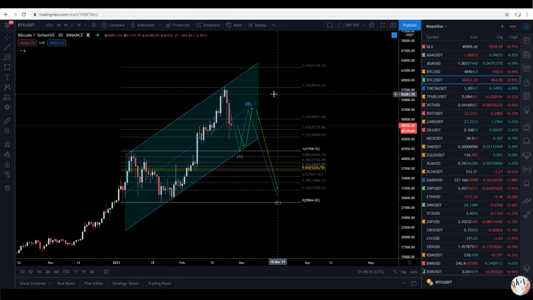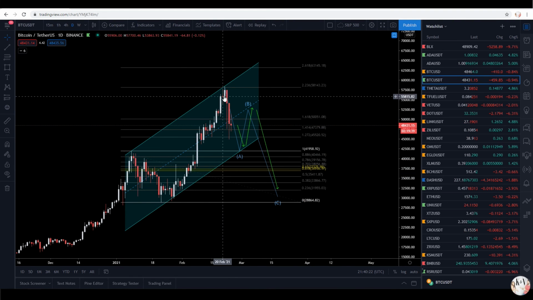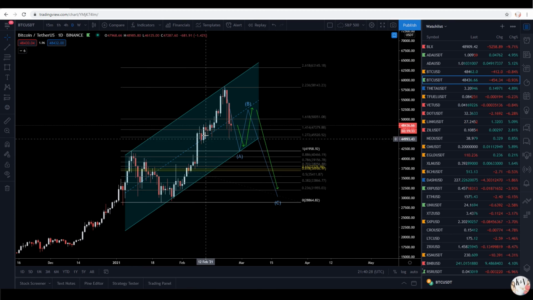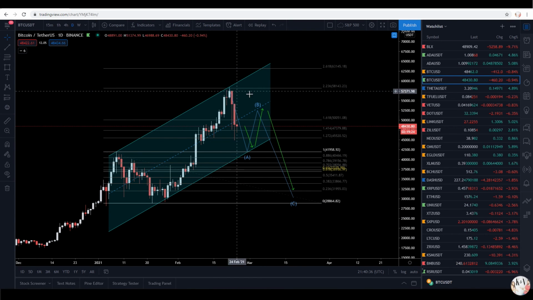Where we went, 2.236. Again, we've never been in these areas, but just from this, we know that a lot of people will be looking at these areas and probably will be taking profits at very meaningful areas like this, especially after such a huge upside. So this would give you a very good idea.